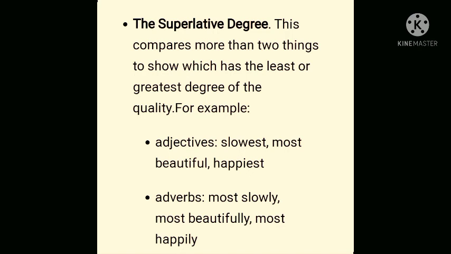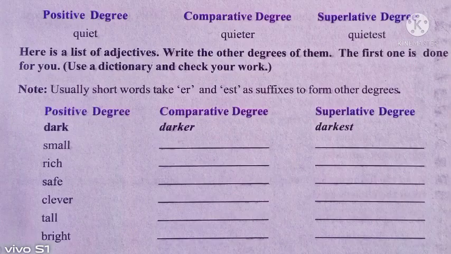Now here is the slide about the superlative degree. This compares more than two things to show which has the least or greatest degree of the quality. For example, the adjectives we use: slowest, most beautiful, happiest. And adverbs we use here: most slowly, most beautifully, most happily. Now children, I hope you understood about the degrees of comparison.